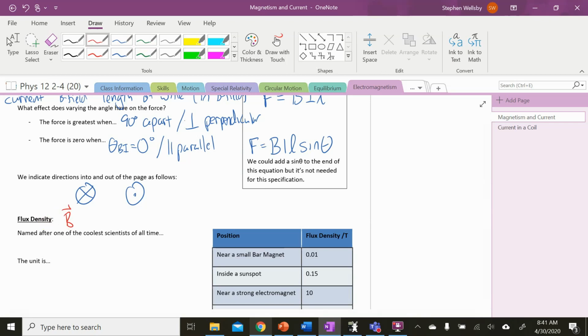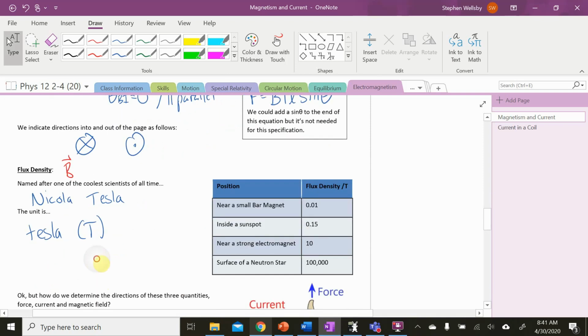And this is named after one of the coolest scientists of all time. Hopefully you know the answer to that. The coolest scientist of all time is Nikola Tesla. If you want to know why he's so cool, I suggest Googling it. The unit for flux density is the Tesla. Notice it's lowercase because it's a unit, not a human being, but the symbol is going to be a capital T.